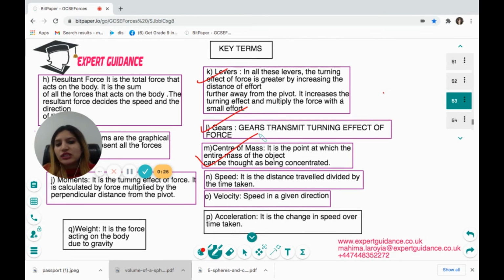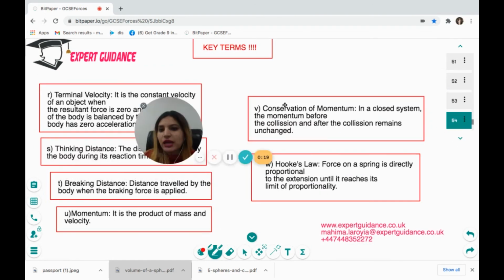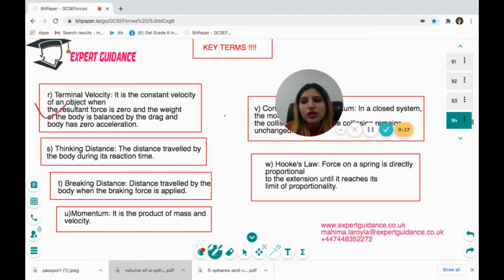Speed is distance over time. Velocity is speed in a given direction. And acceleration is change of speed over time. Terminal velocity is the constant velocity of an object when the resultant force is zero and the weight of the body is balanced by the drag, and the body has zero acceleration.